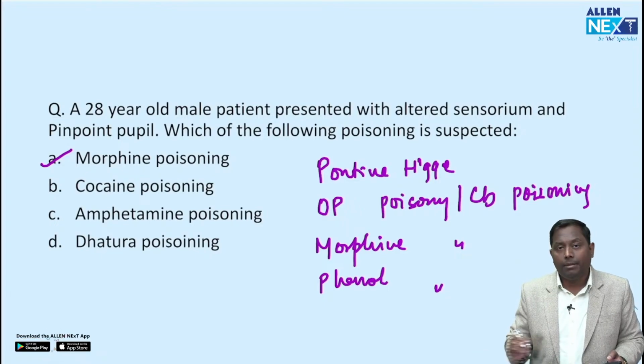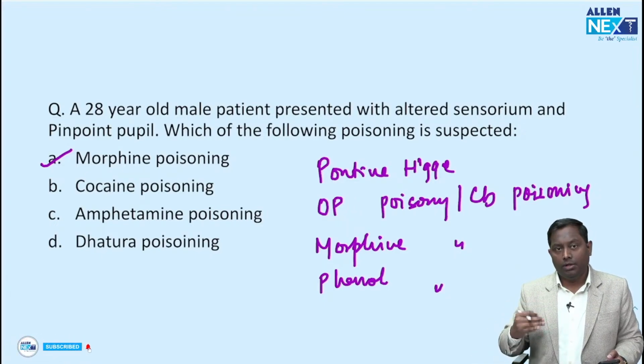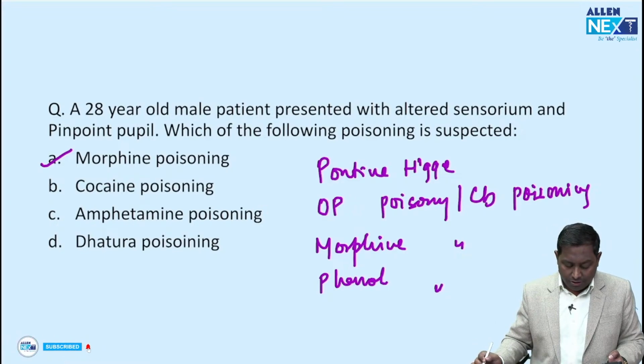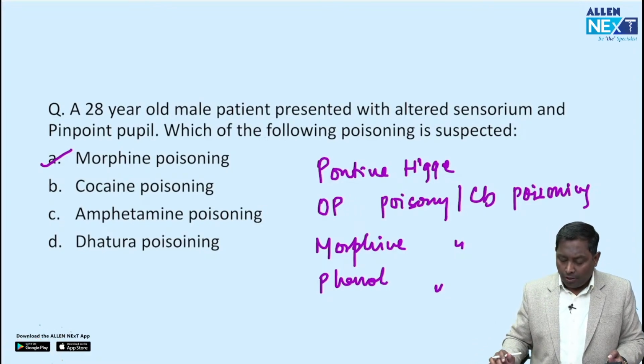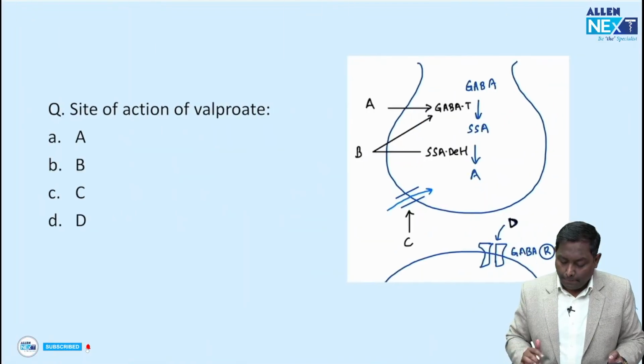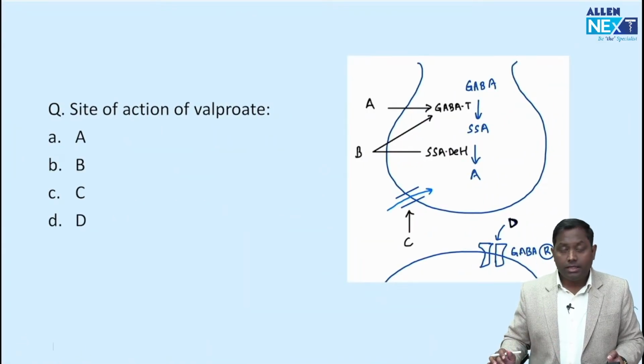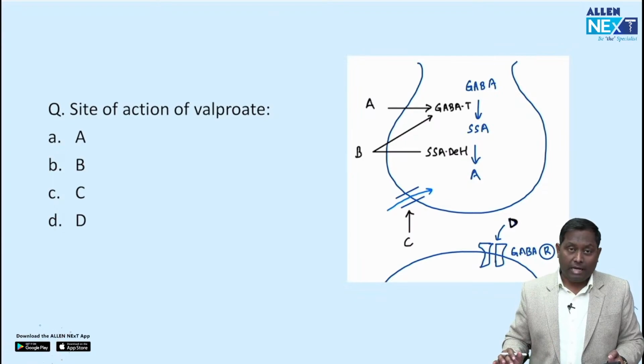Cocaine is a NET inhibitor, norepinephrine reuptake inhibitor. So it is going to increase the level of norepinephrine. So there will be a mydriasis. Amphetamine is also sympathomimetic. Likewise, dhatura will be causing your mydriasis also. So among the given choices, opioid, opioid ka nasha, definitely morphine will be causing pinpoint pupil.